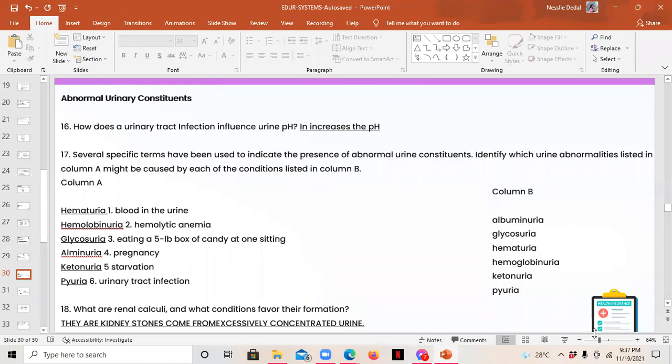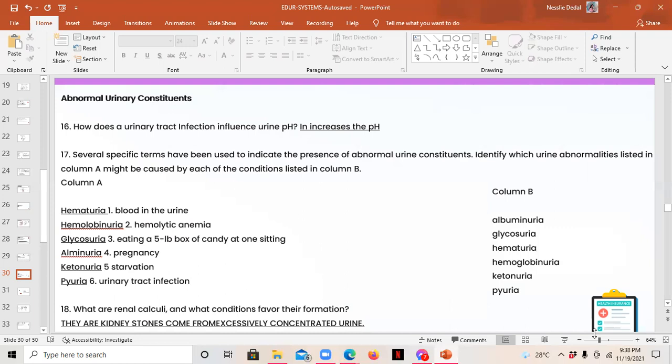Number 16. How do urinary tract infections influence urine pH? They decrease the pH. Number 17. Several specific terms are used to indicate the presence of abnormal urine constituents. Identify which urine abnormality in column A might be caused by each of the conditions listed in column B.